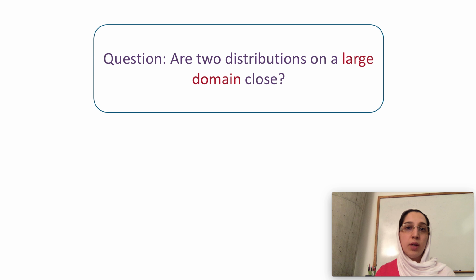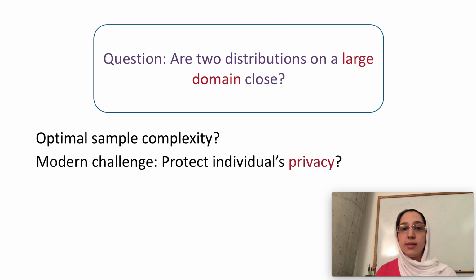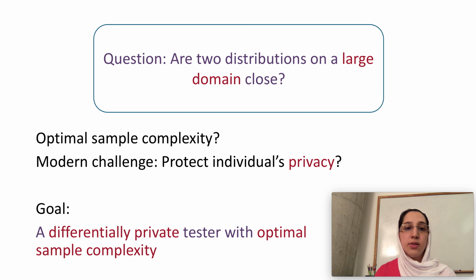We consider one of the fundamental questions in statistics. Given two distributions on a very large domain, we want to test if these two distributions are equal or far from being equal to each other. Traditionally, the goal was to find the optimal sample complexity. However, modern challenges make us think about other aspects, like protecting the privacy of individuals whose data is used by the tester. So the goal in our paper is to find a tester which is both differentially private and uses the optimal number of samples.